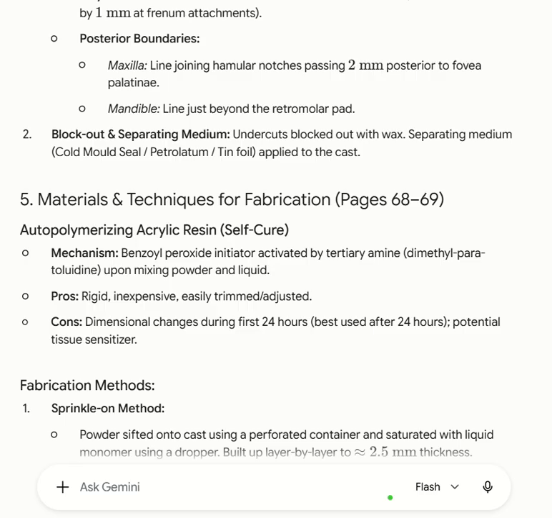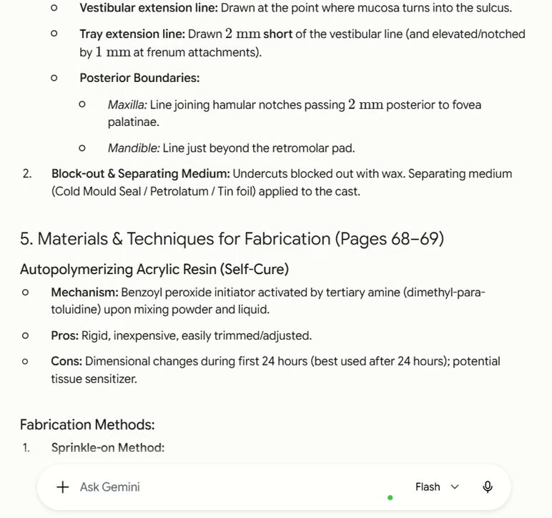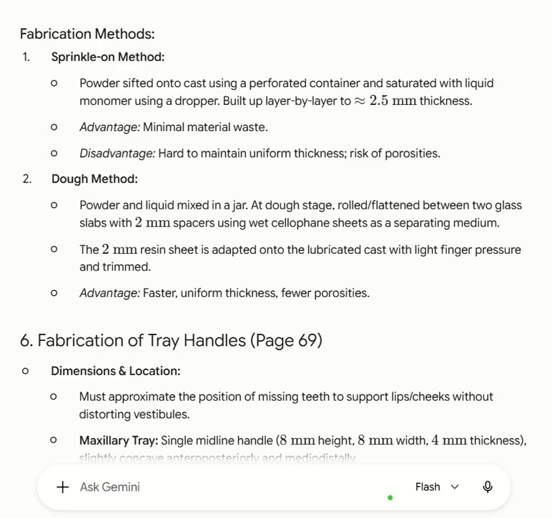Fabrication methods: sprinkle-on method. Powder sifted onto cast using a perforated container and saturated with liquid monomer using a dropper. Built up layer by layer to approximately 2.5 mm thickness. Advantage: minimal material waste. Disadvantage: hard to maintain uniform thickness, risk of porosities. Dough method: powder and liquid mixed in a jar. At dough stage, rolled, flattened between 2 glass slabs with 2 mm spacers using wet cellophane sheets as a separating medium.